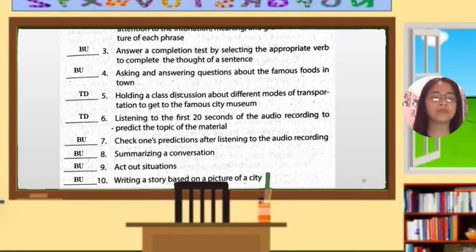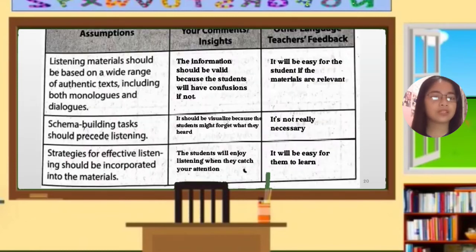This is top-down processing. And the last 4 items, which are check one's predictions after listening to the audio recording, summarizing a conversation, act out situations, writing a story based on a picture are all bottom-up because as what I said earlier, the difference between top-down and bottom-up is top-down approach goes from the general to specific, and the bottom-up approach begins at the specific information to move in general. So next.